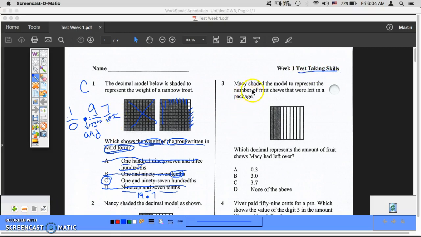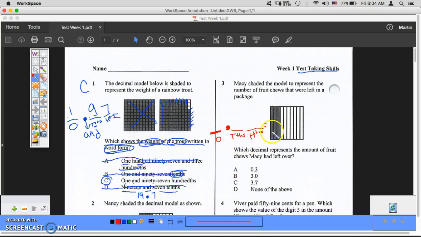So we're going to jump to number 3 right here. So number 3 reads, Macy shaded the model to represent the number of fruit chews that were left in a package. Alright, so here's the model, and like I told you, next to the models you should always be writing the number. So let's put an equal sign, and let's put our decimal place value chart. So there's my decimal point. I go 1 space back, that's the tenths. I go another space back, that's the hundredths. And in front of the decimal should be the O for the ones.